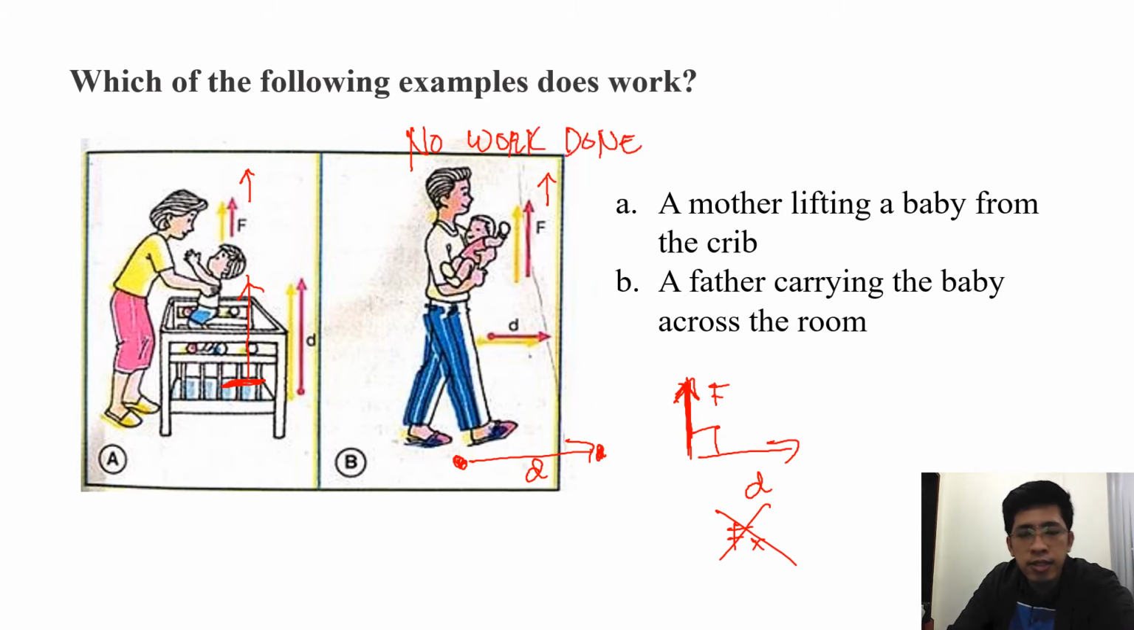So in identifying which of the situations do work, you need to satisfy the three conditions. It's not only the first and then the second. It should satisfy the three conditions. The three conditions must be met in order for us to say that there is work done on your object or in your system.